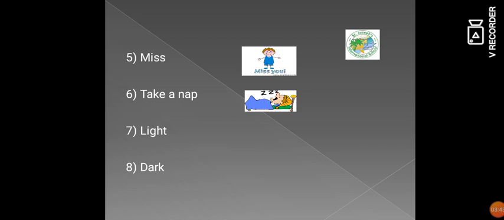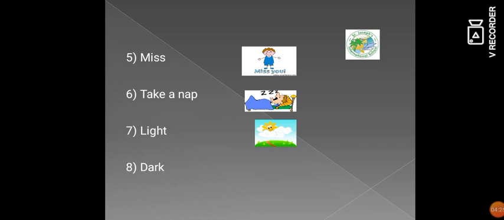Number 6, take a nap. What is the difference between take a nap and sleep? Take a nap is when we want to sleep in the middle of the day, not at night, because when we sleep at night, this is the word sleep. But take a nap is when we want to take a rest in the middle of the day.